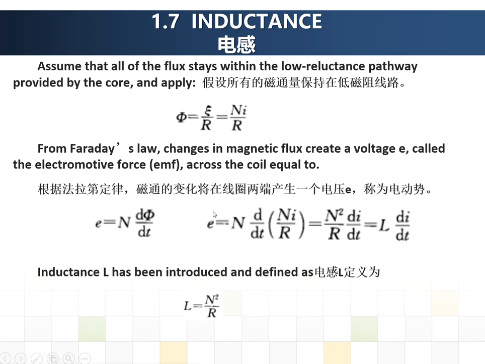So the electromotive force is equal to L multiply di divided by dt. Therefore, inductance L is introduced as N squared divided by R. N represents the number of turns. R represents the reluctance.